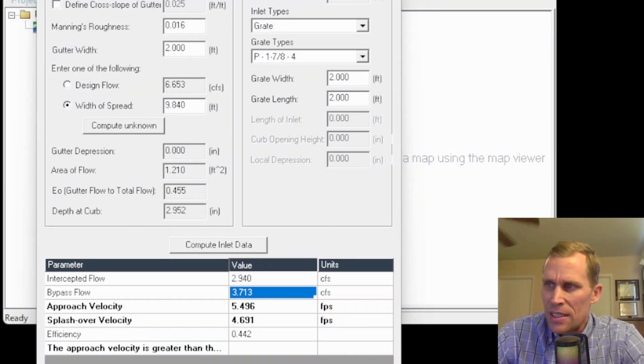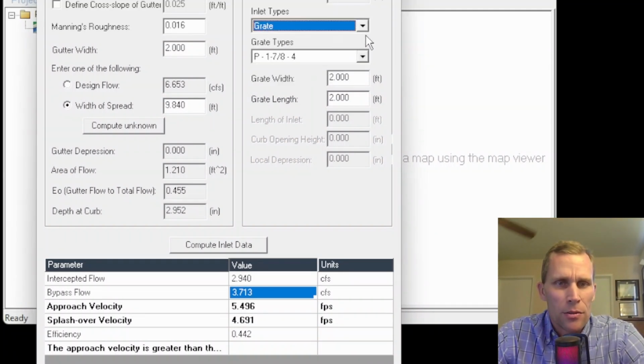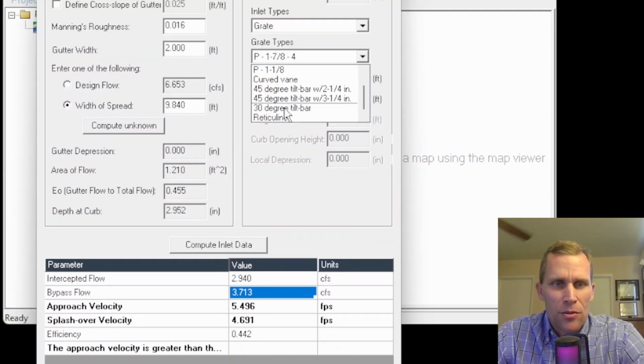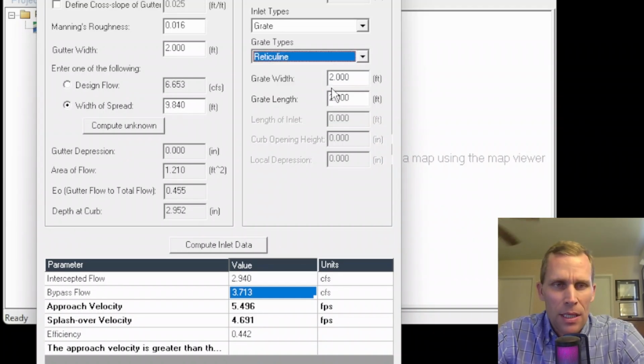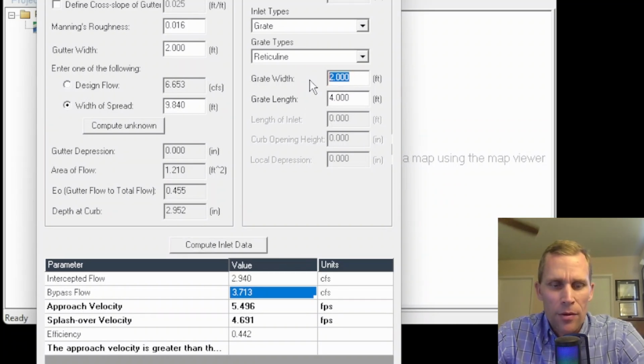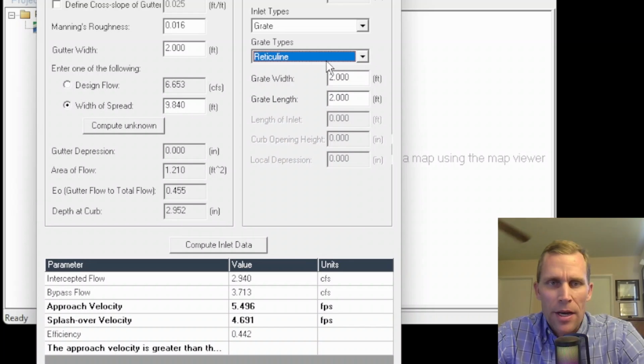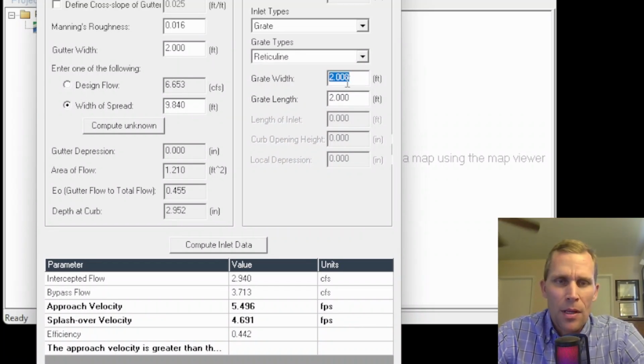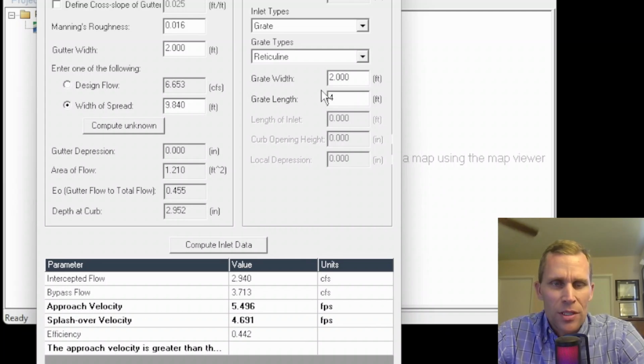Next up is reticuline. That's the second type of grate that we're going to be evaluating. So keep with grate, and then scroll down to the bottom, reticuline. Now the dimensions here are 2 foot by 4 foot. If you're ever confused about the grate width or the grate length, I've had an error message in the past when the grate width exceeds the gutter width. But anyway, let's switch that to 2 and 4.